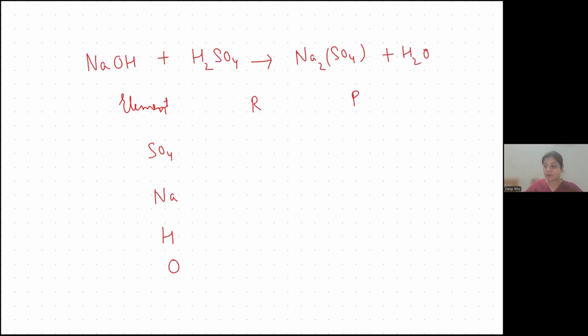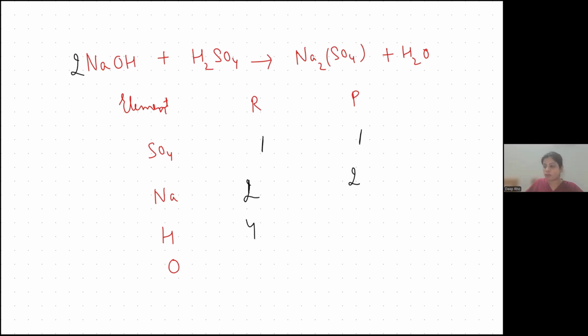NaOH, sodium hydroxide, reacts with sulfuric acid to give... Yes. Let's balance it. SO4, the polyatomic ion, we have to balance first. It is 1 in the reactant side, 1 in the product side. Sodium, 1 here, 2 here. So let's balance sodium first. It is balanced now. Let's come to hydrogen: 4 in the reactant side, 2 to 4.